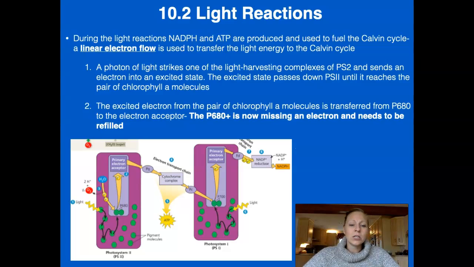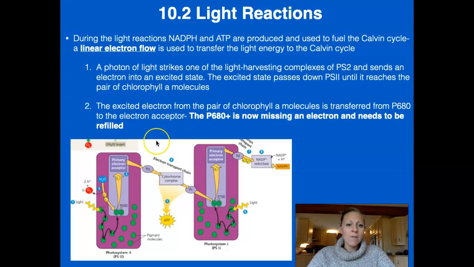And so here, let's start talking about the process of the light reactions. We're going to follow an electron. We're going to follow its path, similar to cell respiration. And so during the light reactions, NADPH and ATP are produced, and these are used to fuel the Calvin cycle. We call this the linear electron flow. We're calling it the linear electron flow because later on we're going to talk about instances when it isn't so linear. So notice the linear shape of the electron flow here.